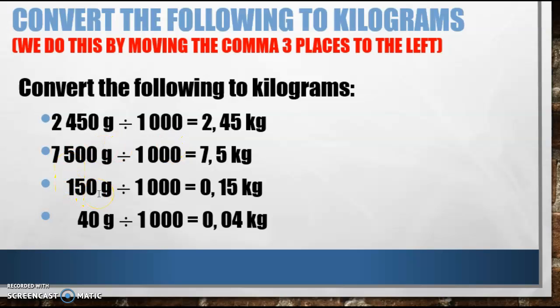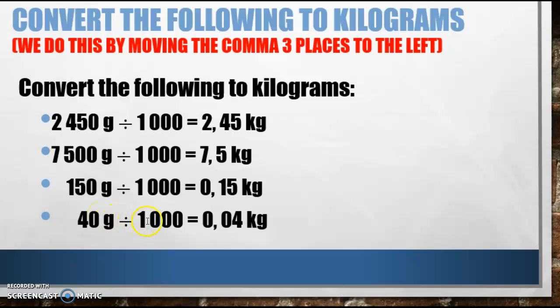150 grams divided by 1,000. You take your comma at the end of the 0, you move it 3 places to the left. 1, 2, and 3. You put the comma there, and to show that there are no whole numbers, you put a 0 over there. So it will be 0,15. Again, if you put the 0, your answer is not incorrect.